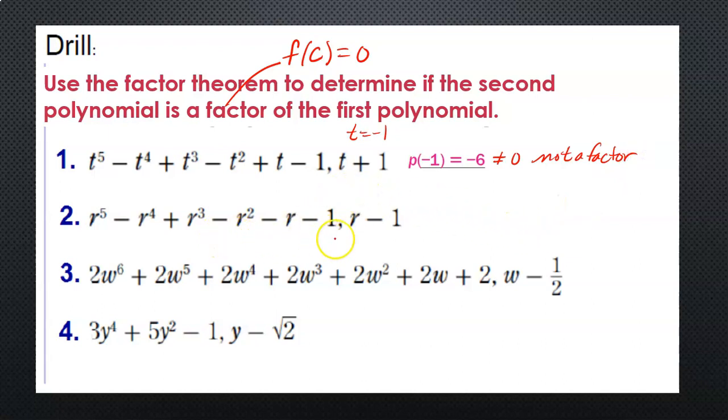Down here, our polynomial is r minus 1, so that means r equals 1. So we're going to do p of 1, and we got -2, which again does not equal 0, so it's not a factor.